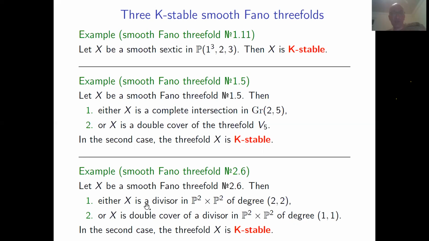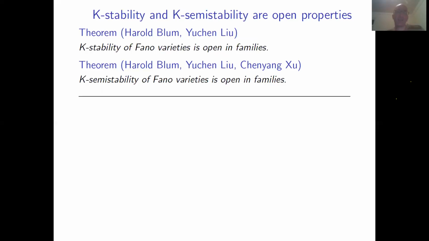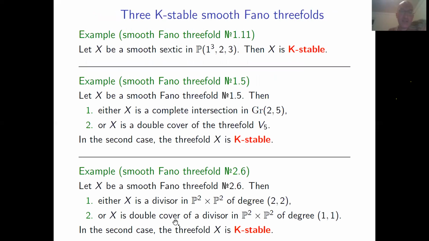Okay, but finally, I'm a little bit over time, but let me mention a final result, also relatively recent, by Blum, Liu, and Chenyang Xu, which says that K-stability and K-semistability are open in families. This is very powerful. So for example, if you go back to the previous slides, this implies that the generic element in each of these two families is K-stable because it's an open condition, open in the Zariski topology.